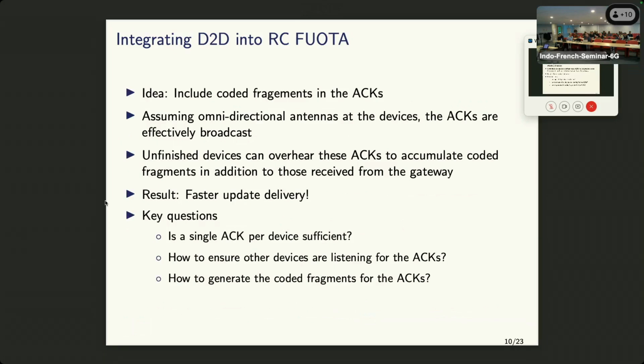Now, can we integrate device-to-device communications into that framework? So one idea is that since the devices are transmitting acknowledgements anyway, why not tack on one coded fragment into each acknowledgement? If we do that, and assuming it's an omnidirectional antenna, whatever the devices are transmitting, some amount of energy will reach their nearby devices as well. So they can then try to receive them, and then that will contribute to faster delivery of the update.